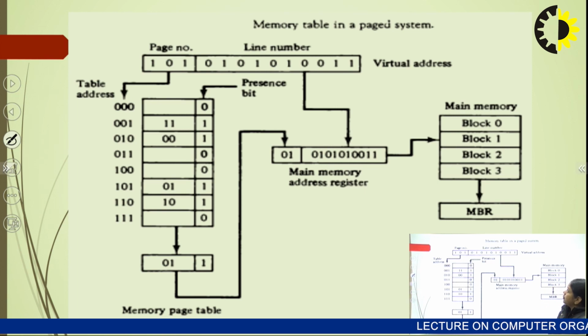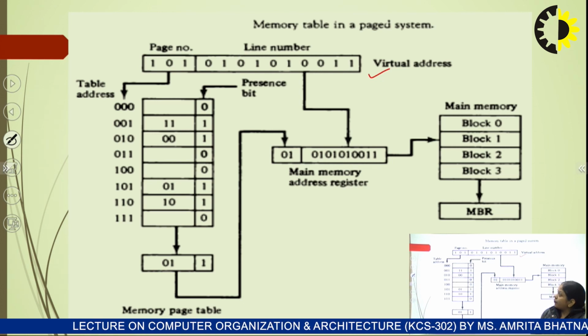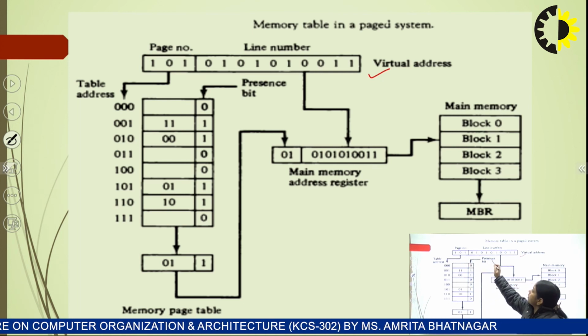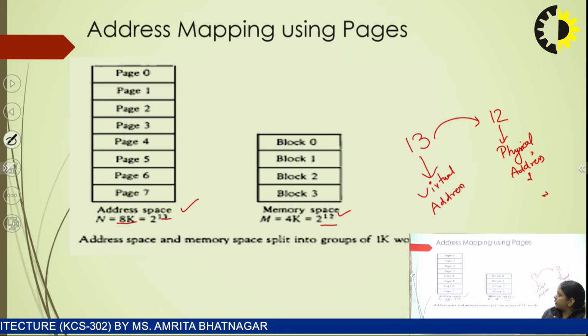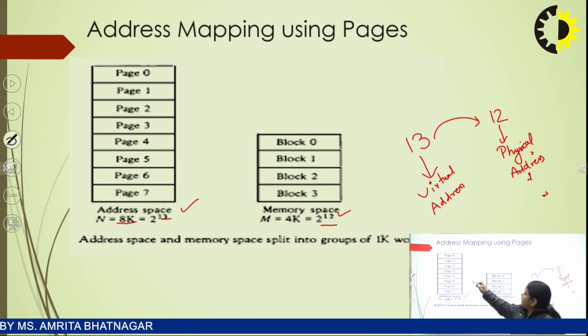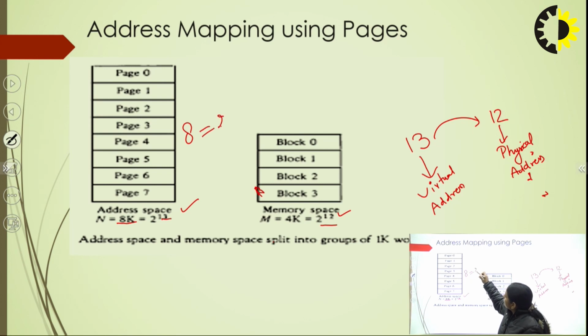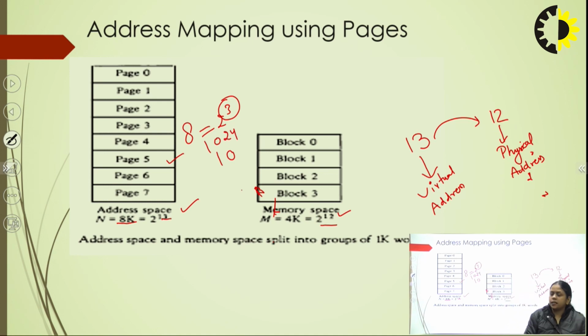Now, you can see here, this is the memory table in a page system. This is the virtual address. Now, we are taking a virtual address of 13 bits here, which has two parts: the page number and the line number. We have taken 3 bits for the page number. Why 3 bits? You can see here, we have 8 pages. If we have 8 pages, it means we require 2 raised to power 3, so we require 3 bits to identify a page. After reaching the page we need a word, and to find the word we require 10 bits because we have 1024 words in each page. That's why we require 2 raised to power 10, meaning 10 bits for the line number here.